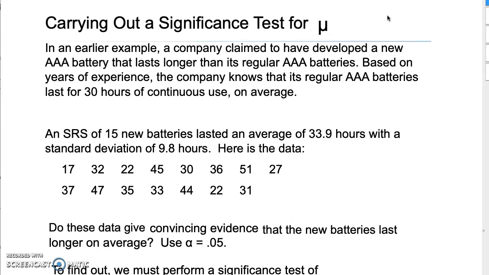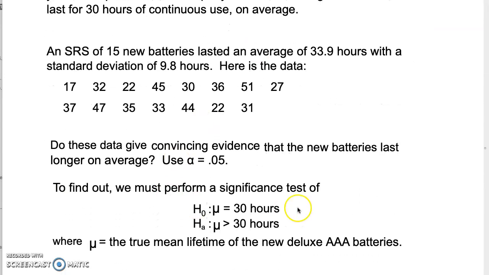Do these data give convincing evidence that the new batteries last longer on average? Use alpha equals 0.05. To find out, we must perform a significance test where our null hypothesis is that mu equals 30. The alternative is mu is greater than 30, where mu is the true mean lifetime of the new deluxe AAA batteries.